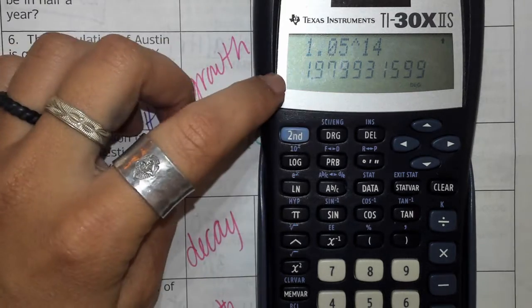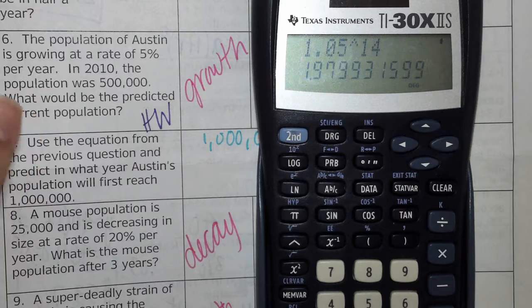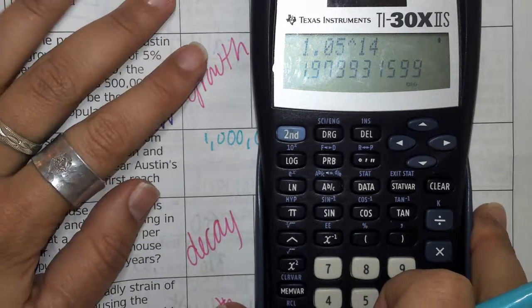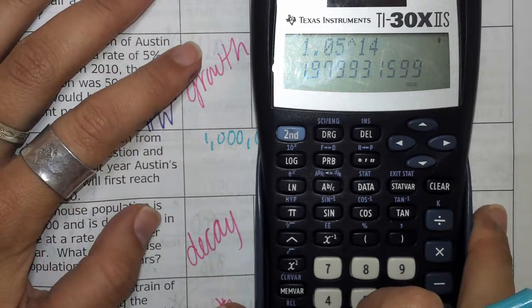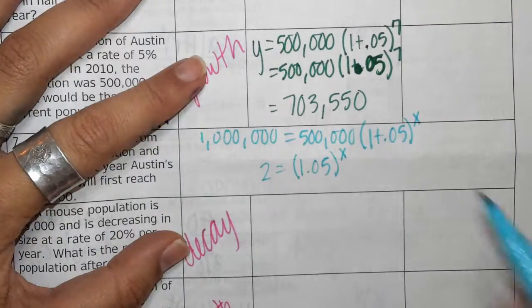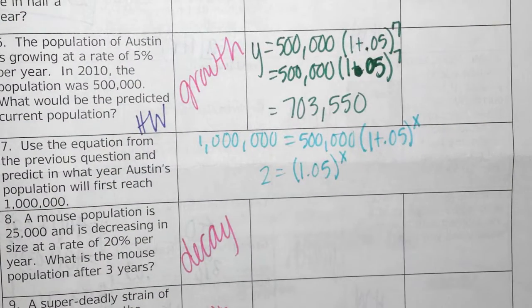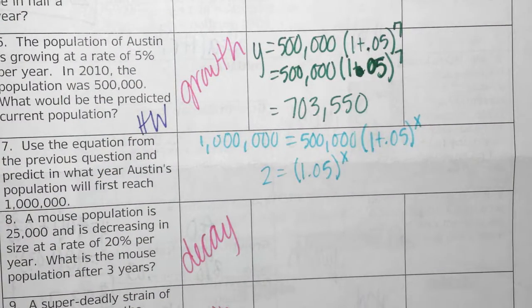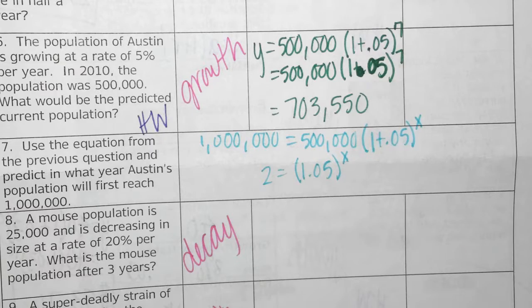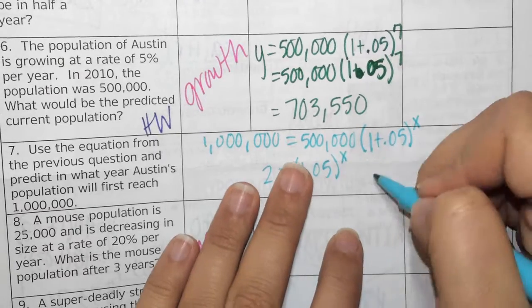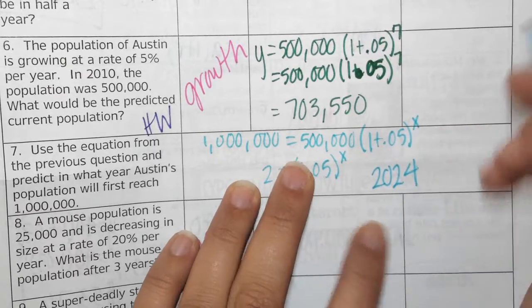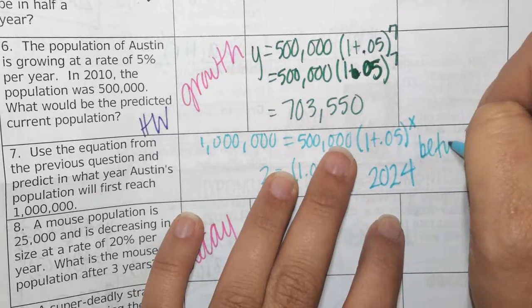Okay, so 14 gave us 1.97999, and 15 gave us 2.07, correct? So it's between 14 and 15 years. So what year would that be? It started in 2010. So what's 2010 plus 14? 2024. So between 2024 and 2025.